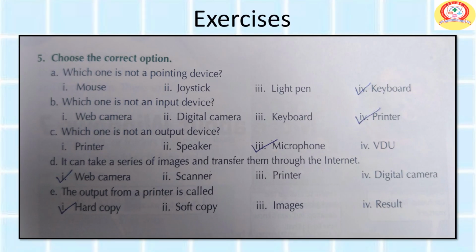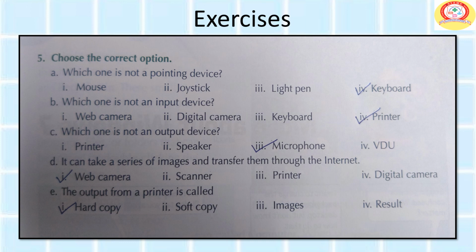Choose the correct options. A. Which one is not a pointing device? 1. Mouse. 2. Joystick. 3. Light pen. 4. Keyboard. What will come, children? Fourth, keyboard. Keyboard is not a pointing device. So children, click on the fourth option, keyboard.